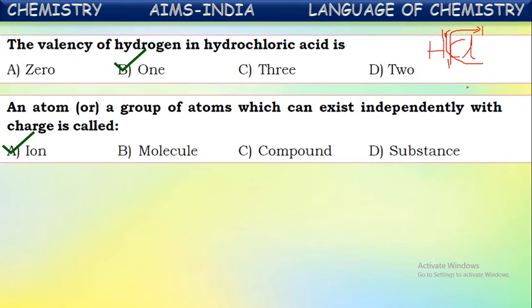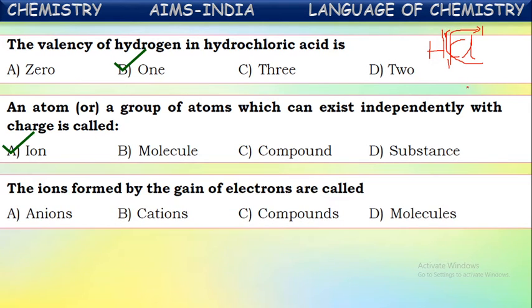So the charged particles are formed by either gaining electrons or by losing electrons. These charged particles formed by the atoms or group of atoms are called ions or radicals. Here it is given ions.